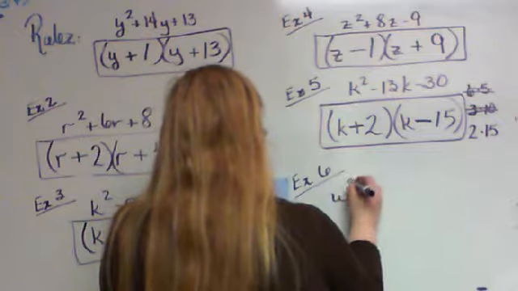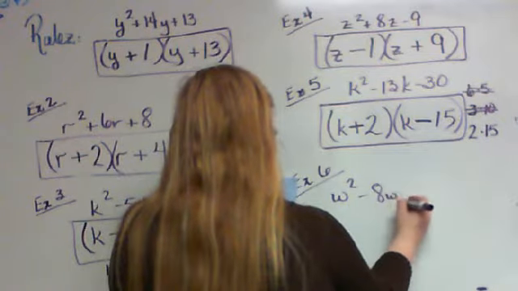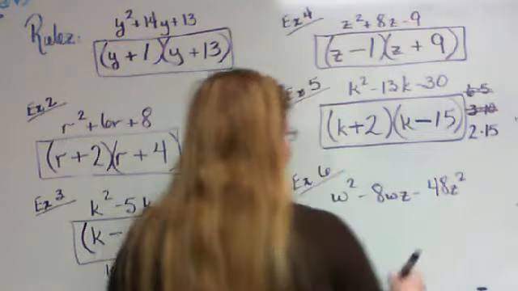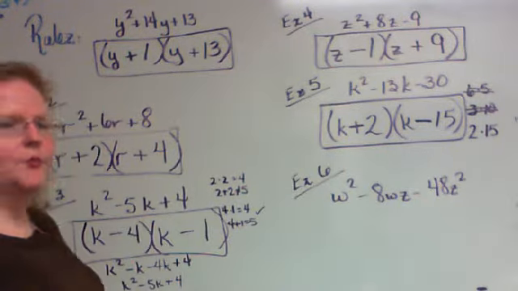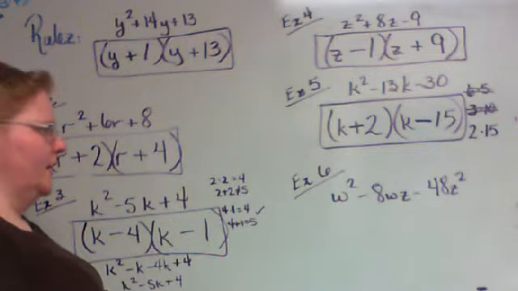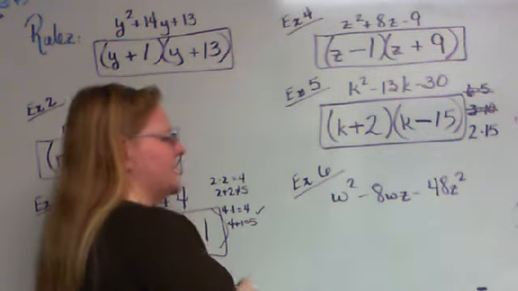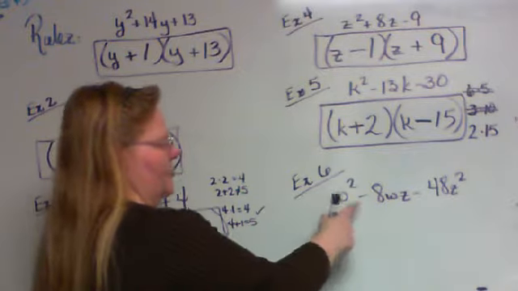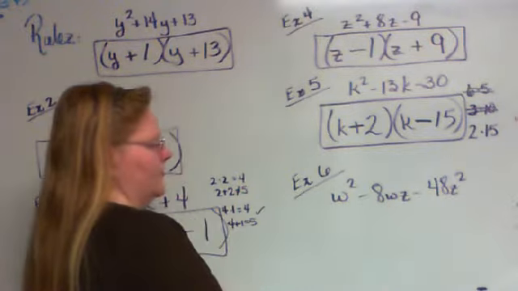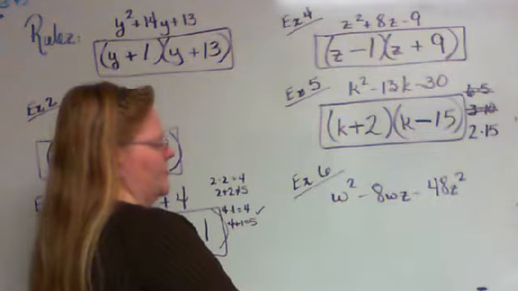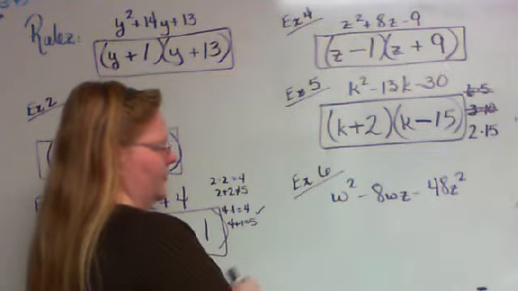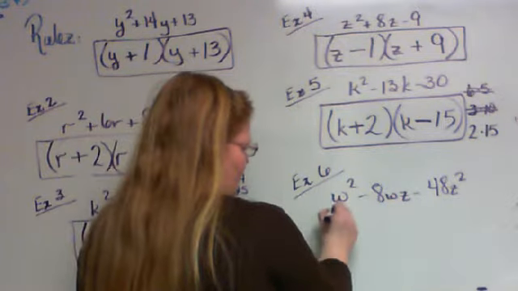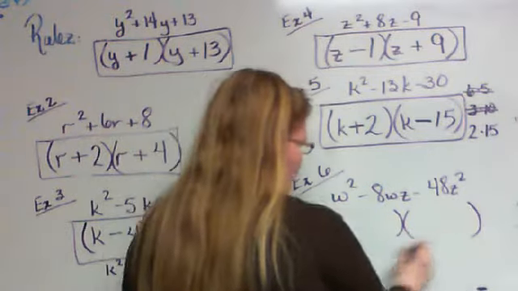Number 6, w squared minus 8wz minus 48z squared. Wait a minute, what? We have two different variables going on. Okay. Is there a GCF? No. Because we don't have a z here and we don't have a w there. No GCF. How many terms? 3. What's the leading coefficient? Still a 1. So that means that I'm going to have to draw my skeleton.